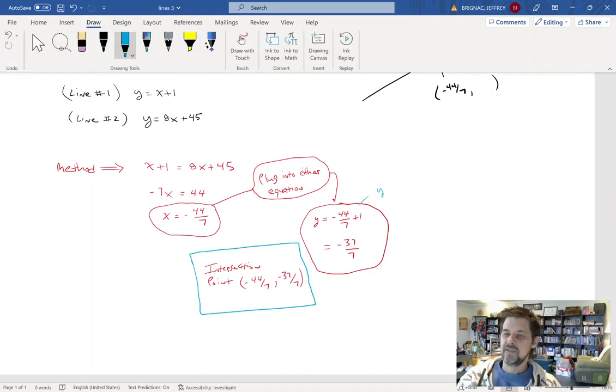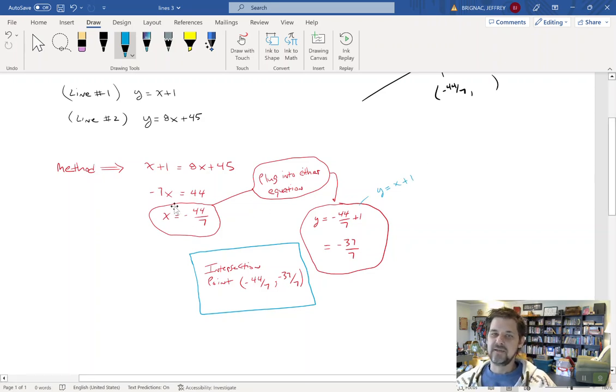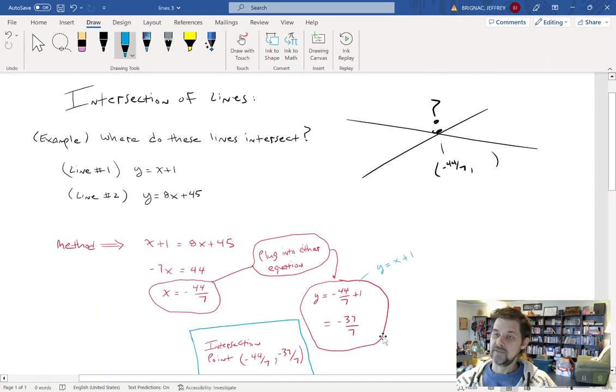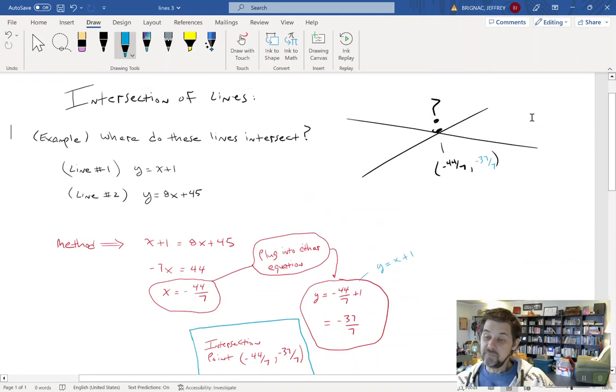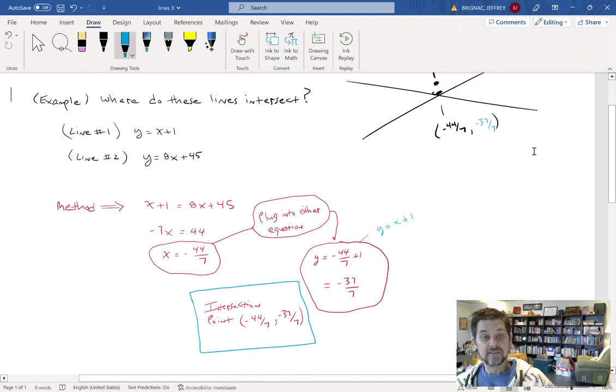So that's what I'm going to use. I'm going to take my known x value and plug it into y equals x plus 1. So that'd be y equals -44 over 7 plus 1. Do a little math. That turns out to be -37 over 7. And so that's my y coordinate. Here's my x, there's my y. So these two lines intersect each other at (-44 over 7, -37 over 7). Those aren't nice round numbers, but that's still where those two lines intersect.